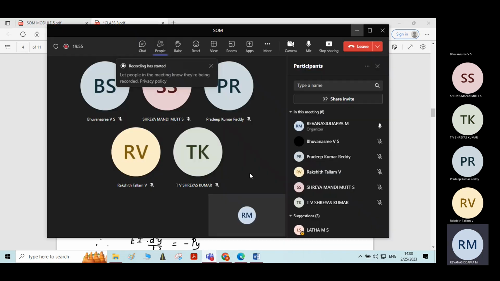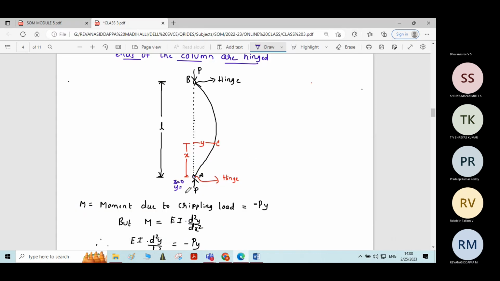Please be interactive. Tell the answer whether it is right or wrong. What will be the deflection at x equal to 0? Y is 0, sir. Y is 0 only. There is no deflection. At the point A, there is no deflection of the column. Deflection is 0. At x equal to 0, y equal to 0. So this is one of the boundary conditions.